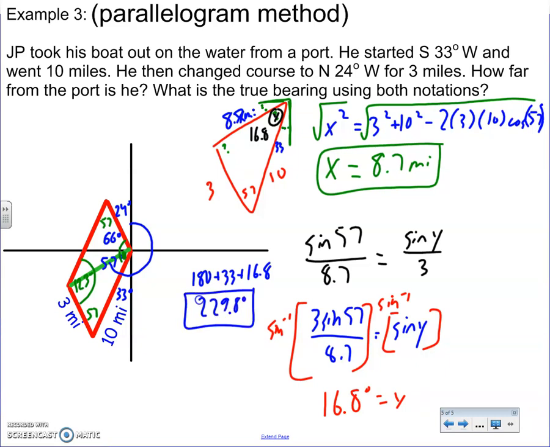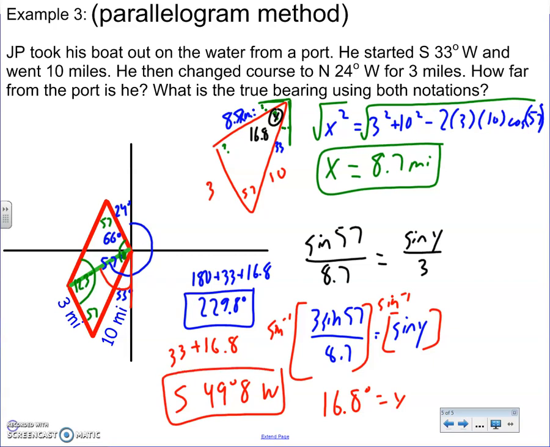If you want the other notation, we only need going south. How much is this right here? That'd be 33 plus that 16.8. So that'd be south 49.8 degrees west.